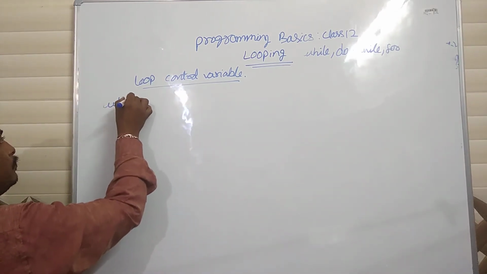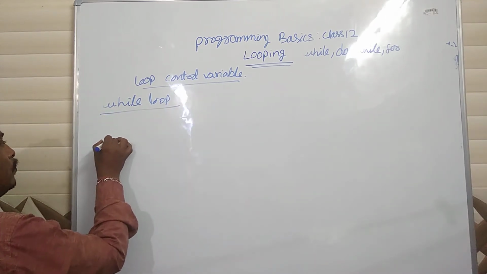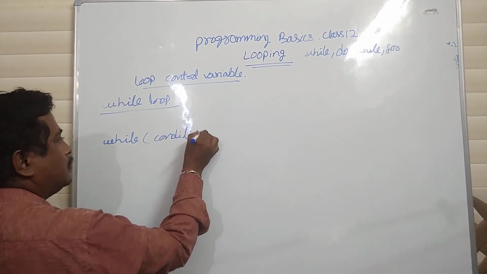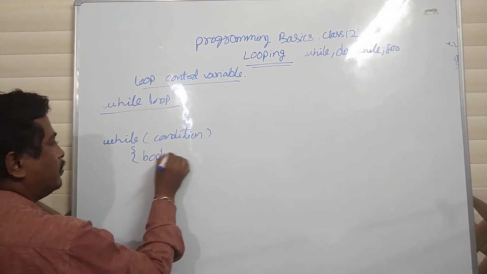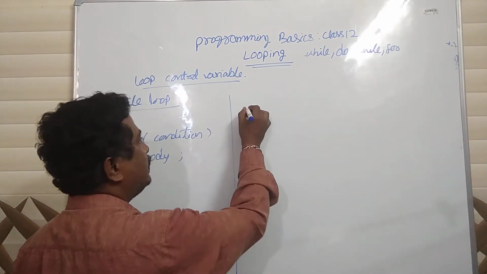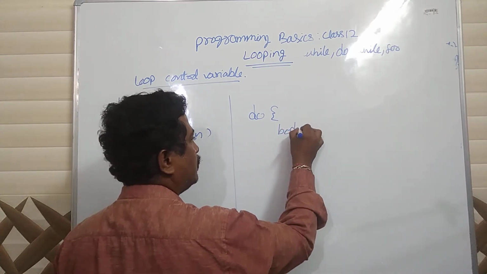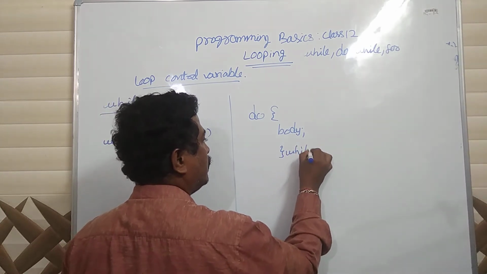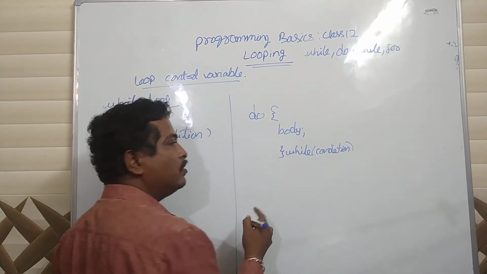First, while loop. The syntax is while condition, body, means body of the loop. In do while, do body, then while condition. This is the syntax. So we should not worry. We will only implement this one.